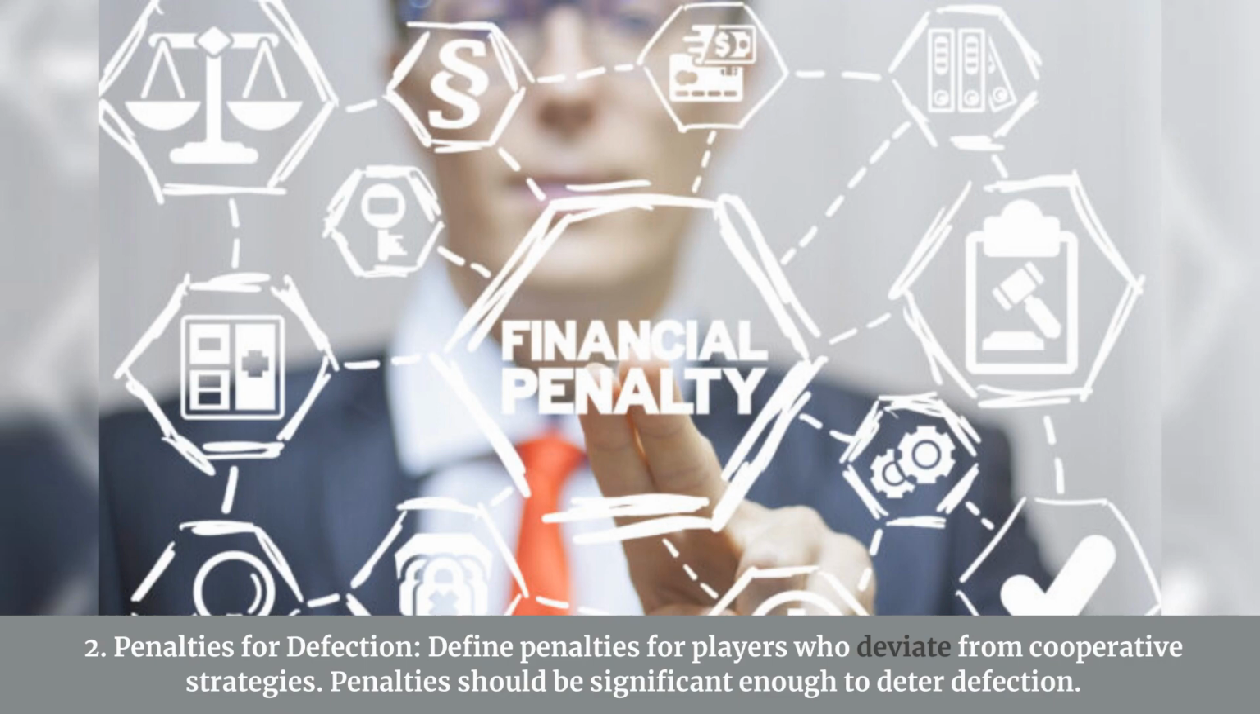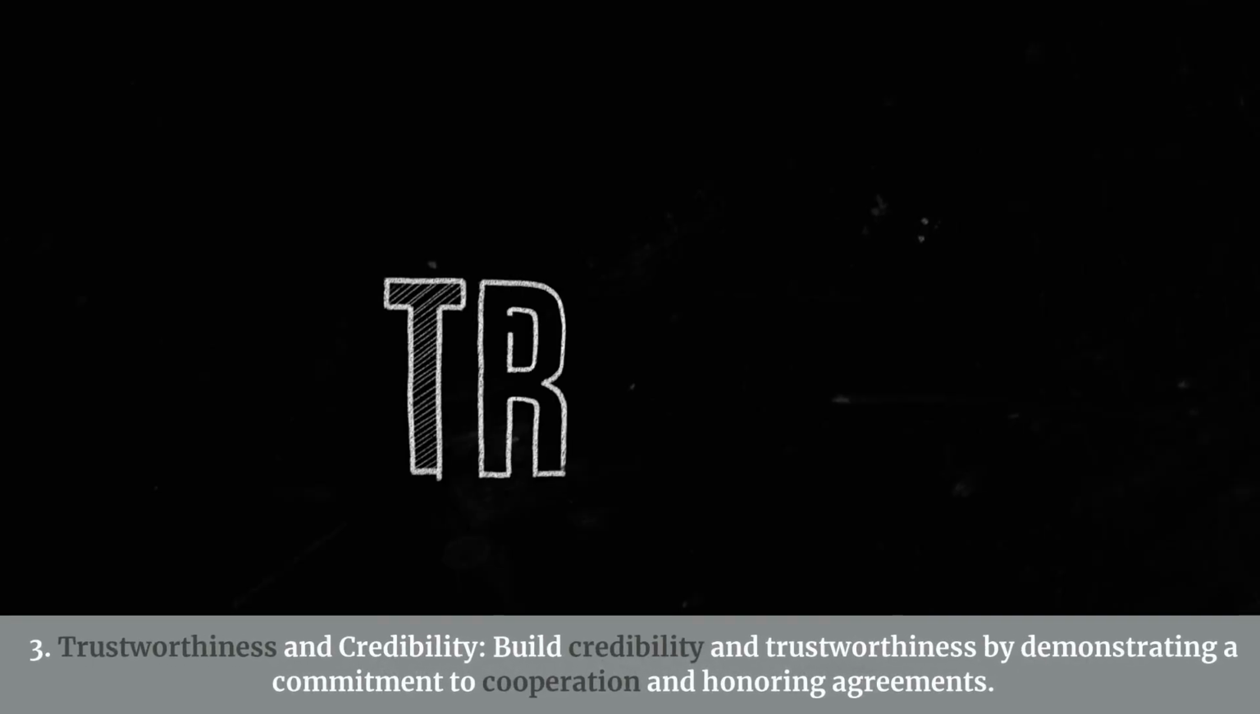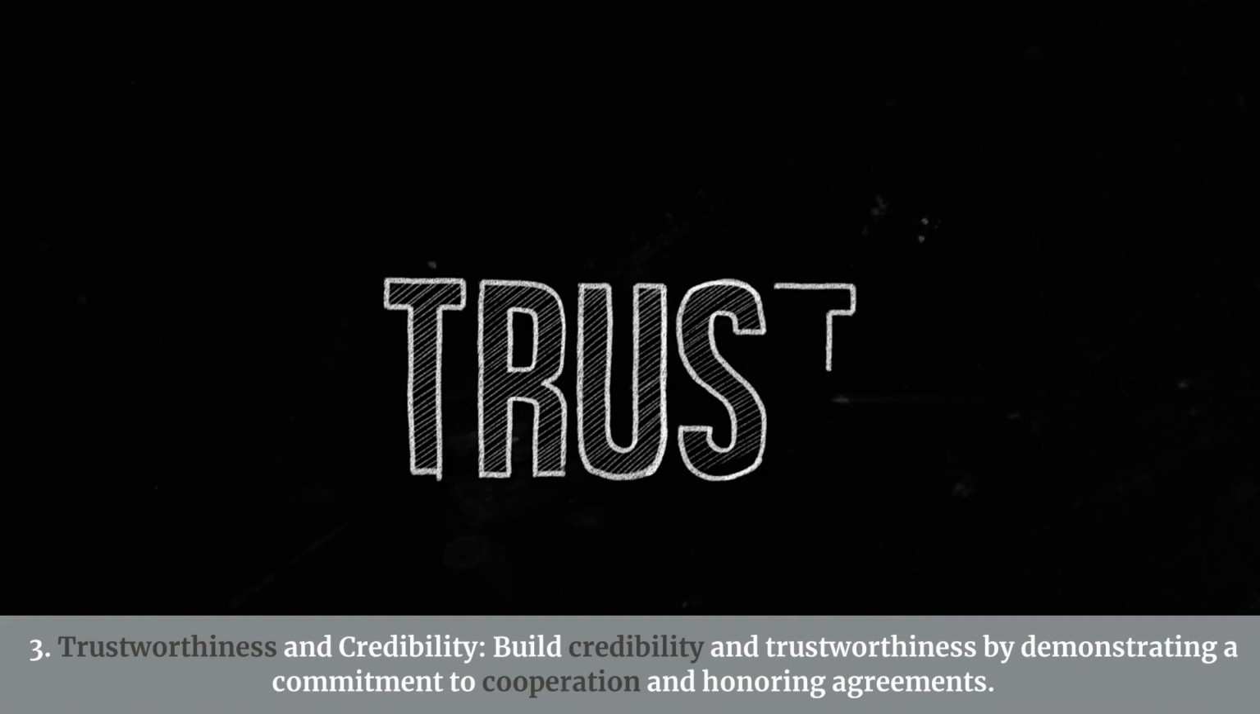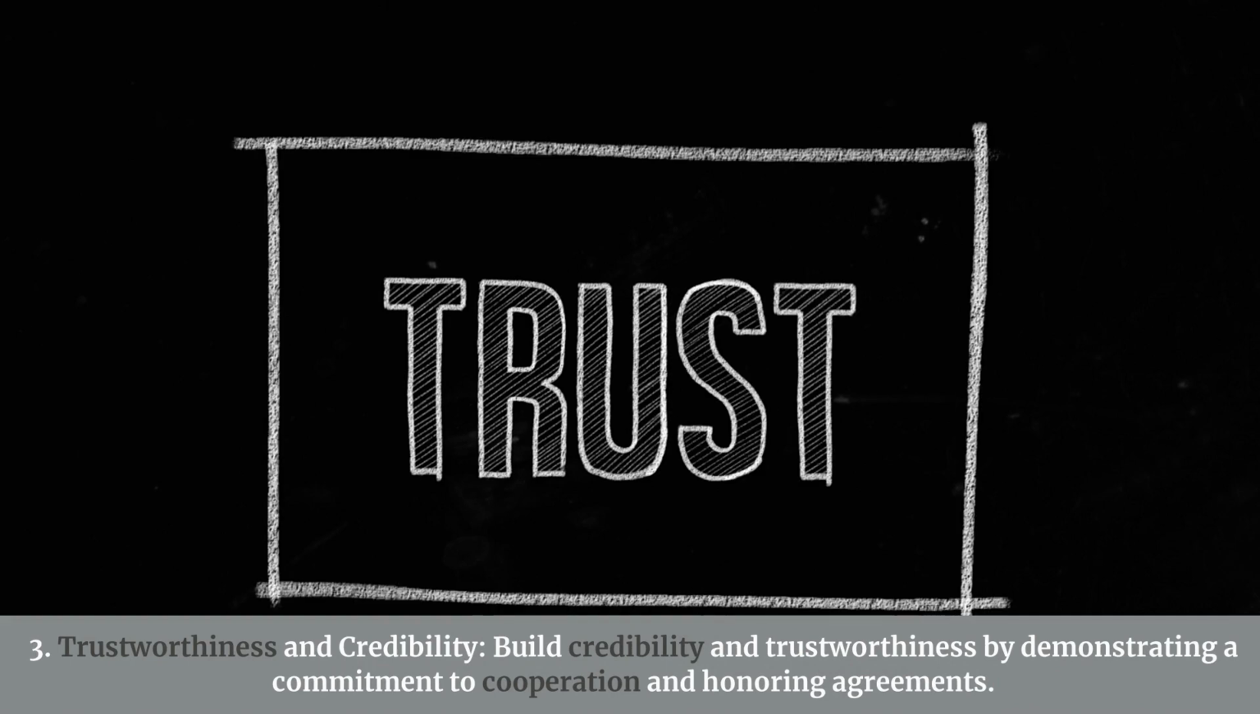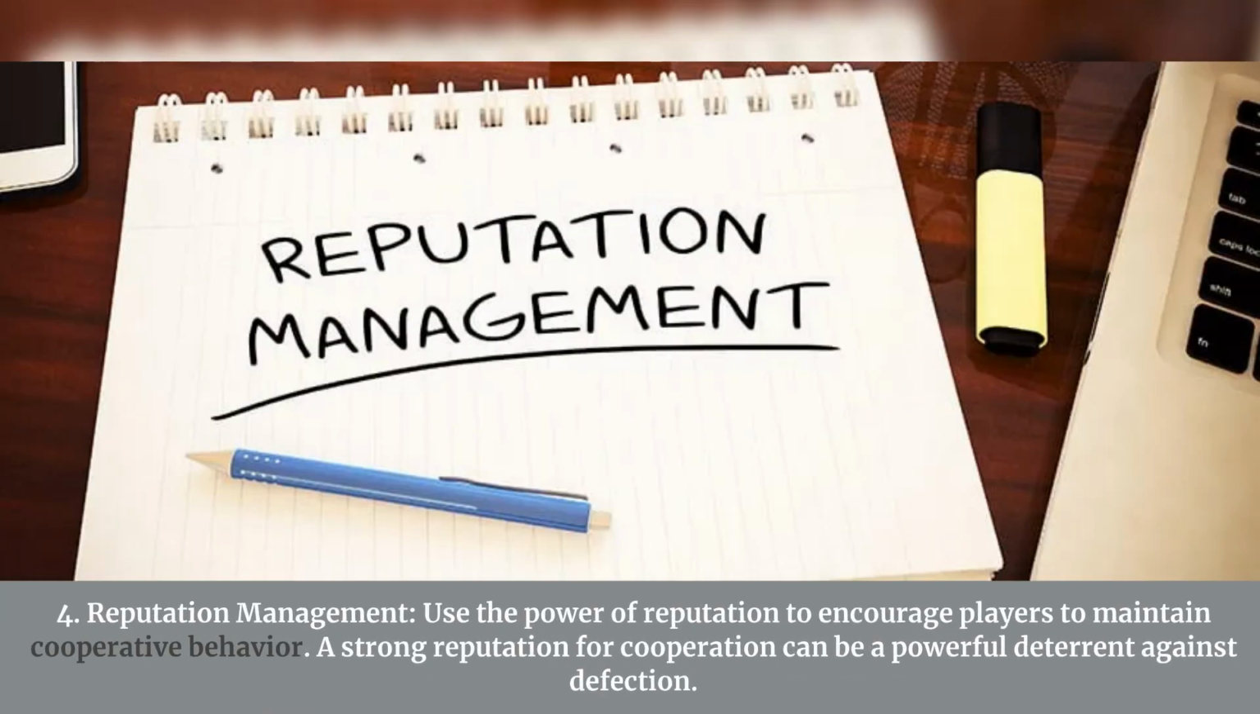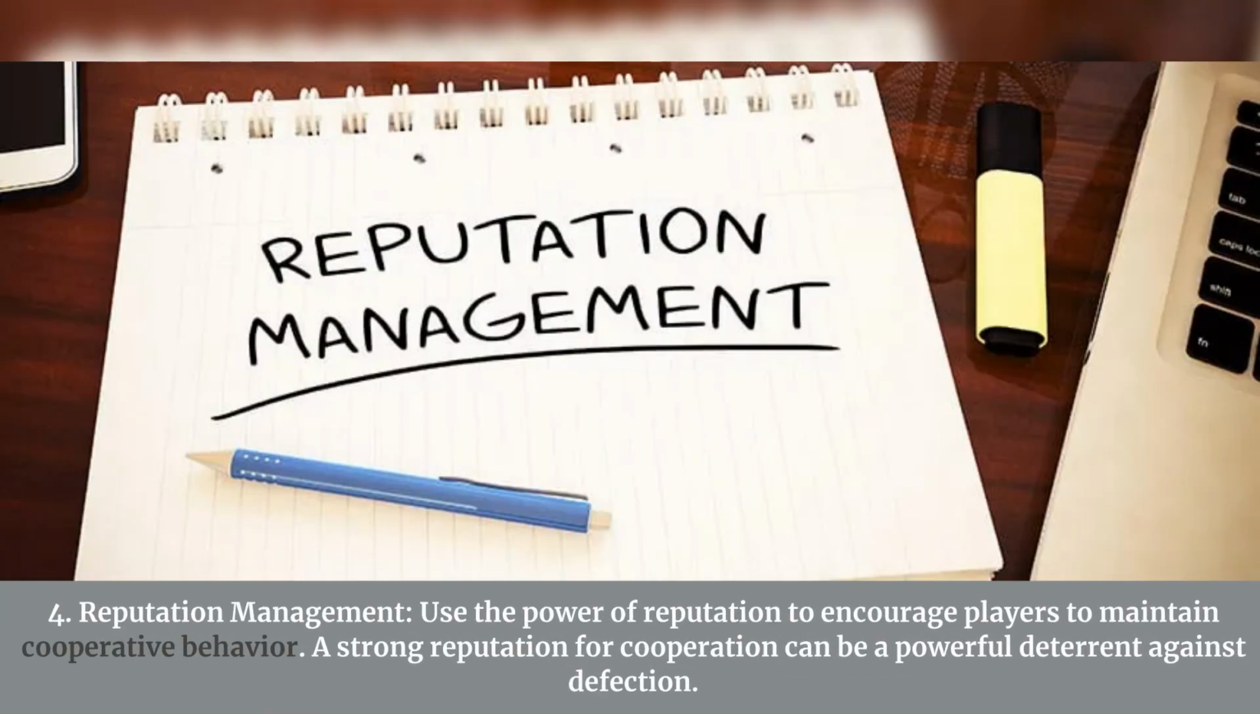Penalties should be significant enough to deter defection. 3. Trustworthiness and credibility. Build credibility and trustworthiness by demonstrating a commitment to cooperation and honoring agreements. 4. Reputation management. Use the power of reputation to encourage players to maintain cooperative behavior. A strong reputation for cooperation can be a powerful deterrent against defection.